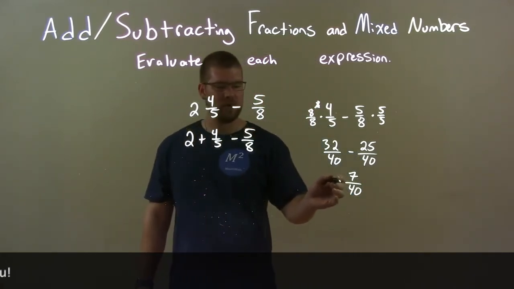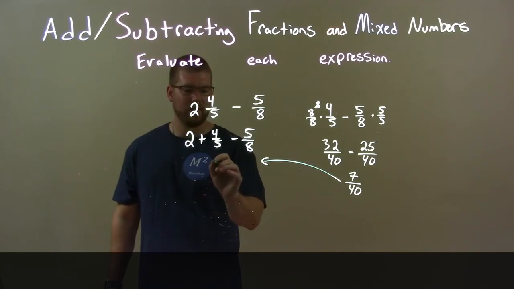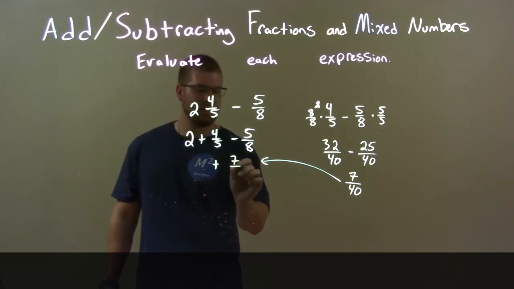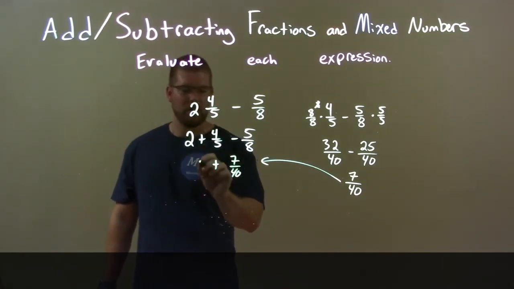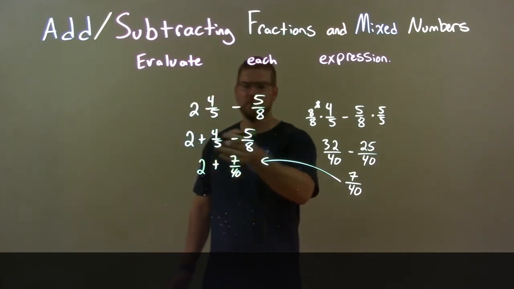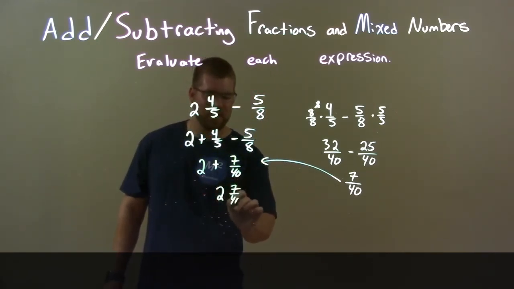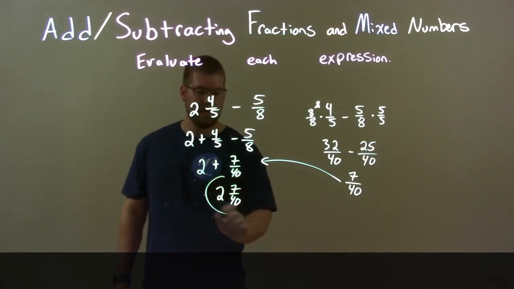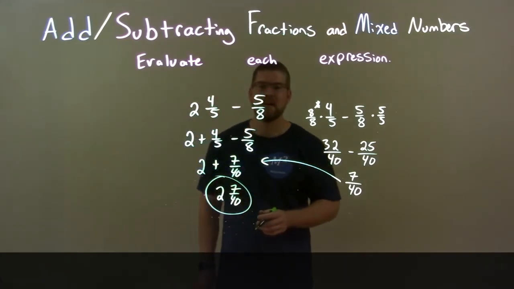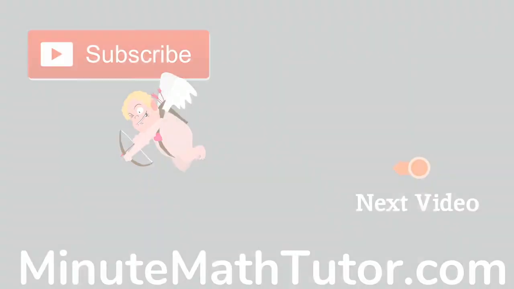We can bring that over here, because that's what is combining these two together. And we have 7 over 40. Now I'm going to bring down the 2. And 2 plus 7 over 40 is just 2 and 7 over 40. Okay? And that's our final answer, 2 and 7 over 40.